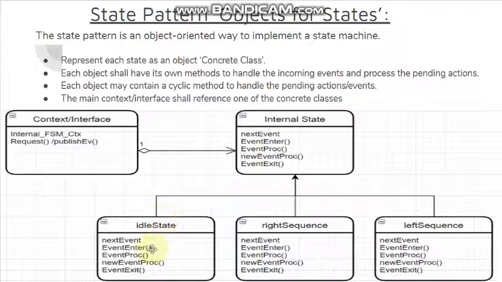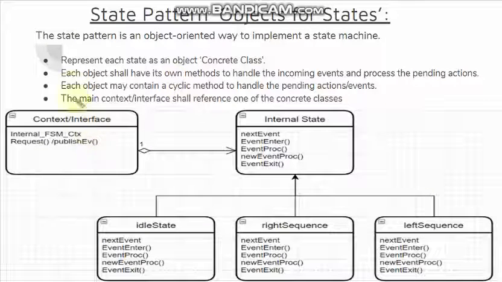Each state will be represented as an object, so it will implement the concrete class, and this concrete class will just implement all methods that exist in the abstract class. So we have here the state, and this is the abstract class, and each state is represented as a concrete class which implements all the methods in the internal state.